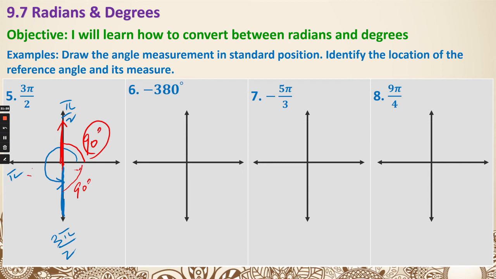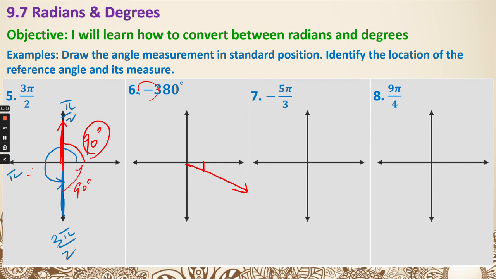Number 6, negative 380. That is actually even more than 360, so that means I turned more. So I turned a full cycle. Since it's negative, I'm going clockwise. So that's already 360, but I need more. I need 20 degrees more. So it's about there. That's my angle. But now I need to represent my reference angle.